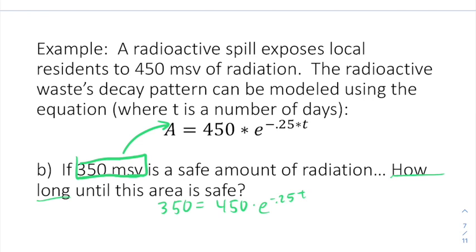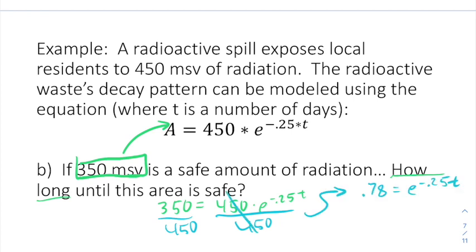Before I can solve for t, I need to get this power alone, which means I need to divide both sides by 450. This gives us 0.78 equals e to the negative 0.25 t. Like we did in the earlier problem, we would want to log both sides with the base of the power. But logging with a base e is the same thing as natural logging. So really we're going to natural log both sides. This gets rid of the e and leaves us with ln 0.78 on the other side.